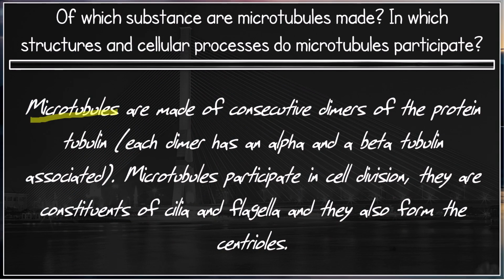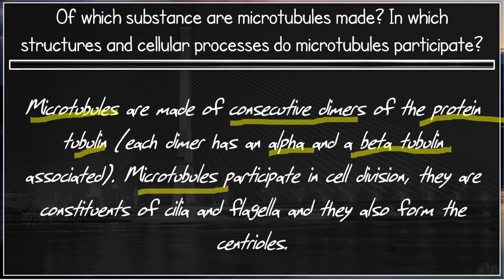Microtubules are made of consecutive dimers of the protein tubulin. Each dimer has an alpha and a beta tubulin associated. Microtubules participate in cell division. They are constituents of cilia and flagella. They also form the centrioles.